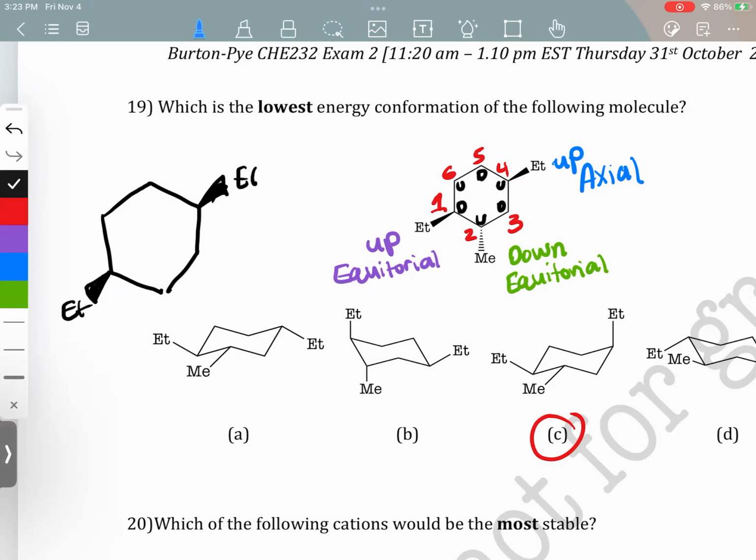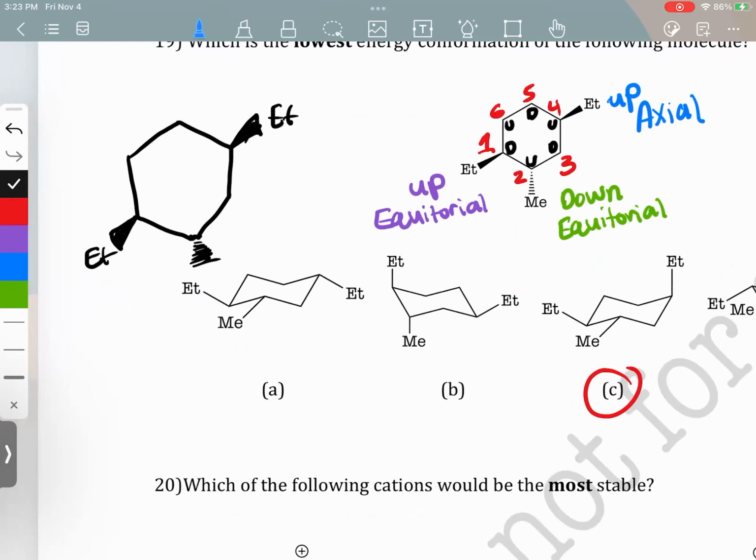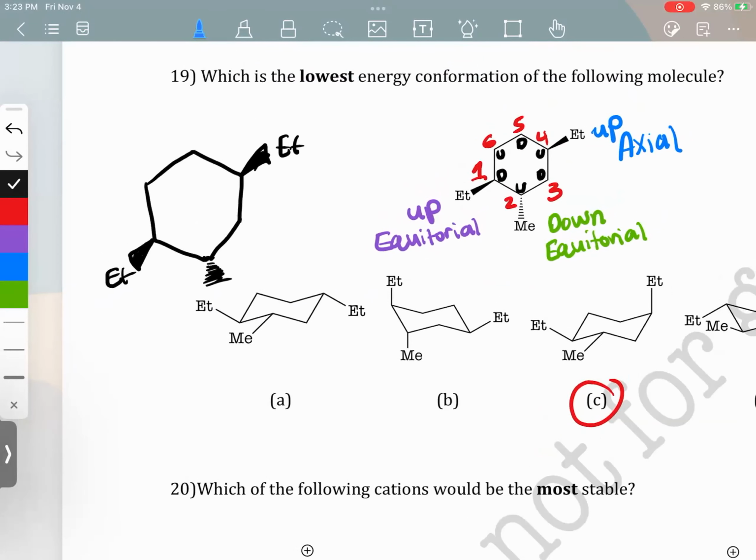Let's say we did it. Yeah, it would be different. Honestly, that ethyl will not even be down. Let's say we put this up, equatorial, right? So this would have been down. This is up, down, up, down. We have a whole different chair conformation now. Now we have two axials and one equatorial.